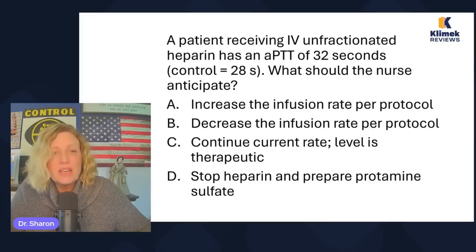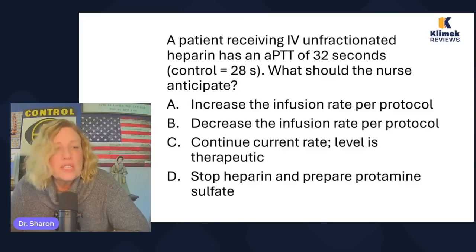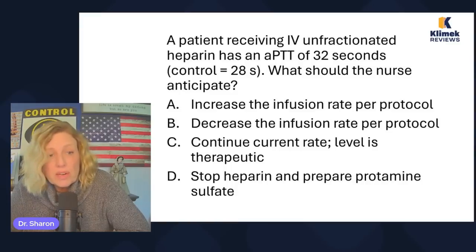A patient receiving IV unfractionated heparin has an APTT of 32 seconds. The control is 28. What should the nurse anticipate? Decrease the infusion rate per protocol, increase the infusion rate per protocol, continue the current rate, it's therapeutic, or stop heparin and prepare protamine sulfate. Protamine sulfate is the antidote for heparin.